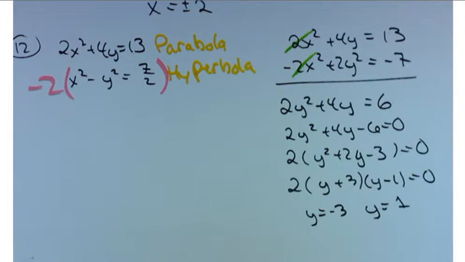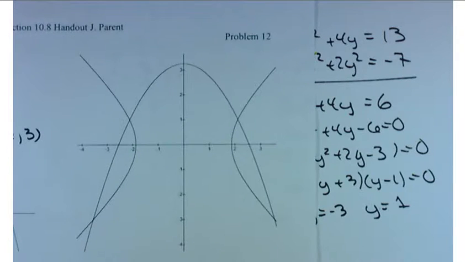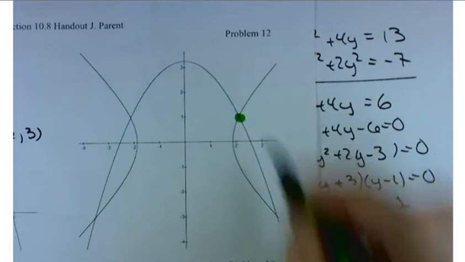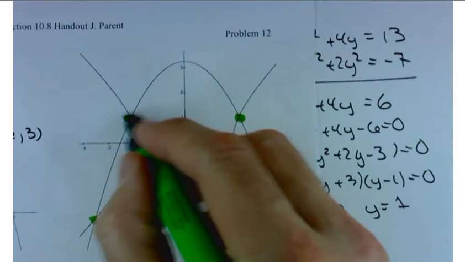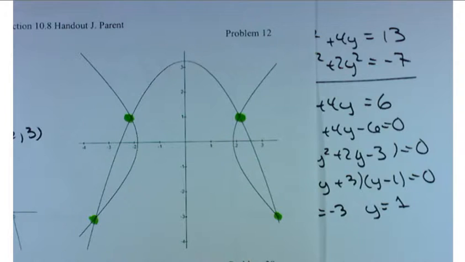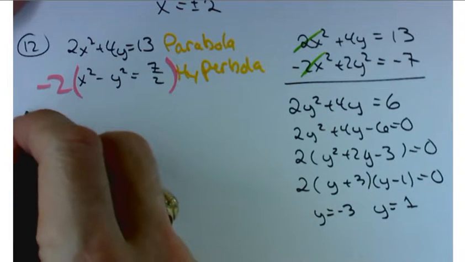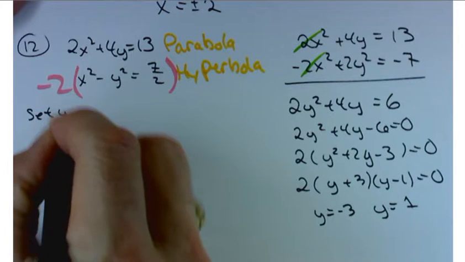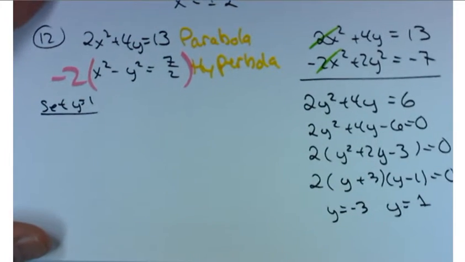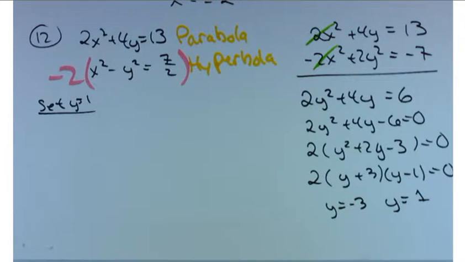Are we done? Let's take a look at the graph of this stuff. How many solutions do you expect? 1, 2, 3, 4. So we expect 4 solutions. We've only got 2 values for y. Let's see what's going to go on beyond this. If I set y equal to 1, how am I going to find the value for x?